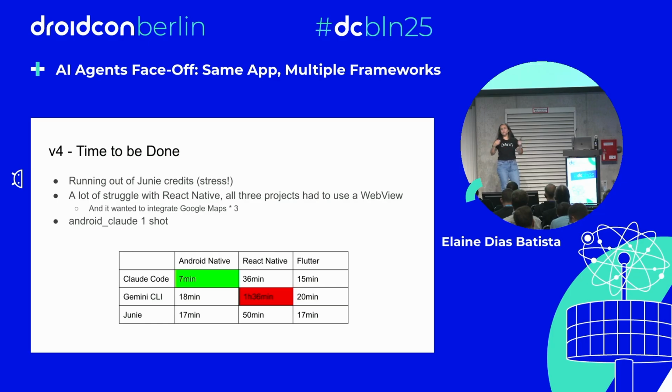And he said, okay, so I'll just put a web view. It worked. And so I told the other agents to implement the web view. It worked. And Android Claude did it in one shot. 7 minutes. I was really so impressed because, I mean, I don't know how many people here have implemented maps. I have before. And generally, it takes much more time than you expect. And it just one-shotted. Oh, it was amazing. I was really happy with Android and Claude.